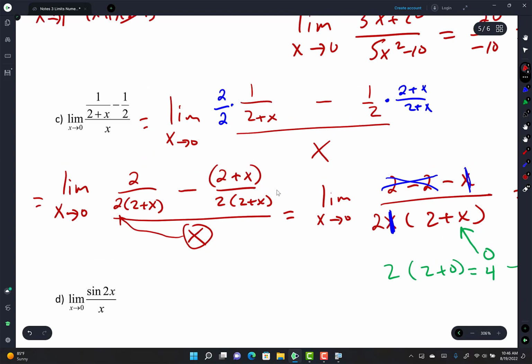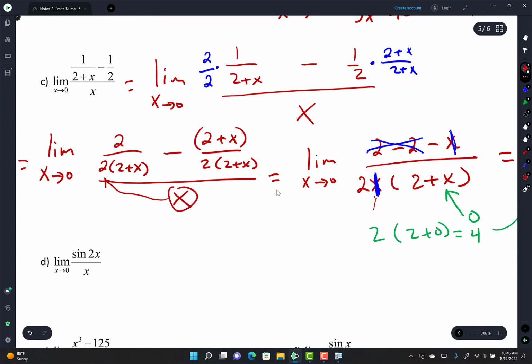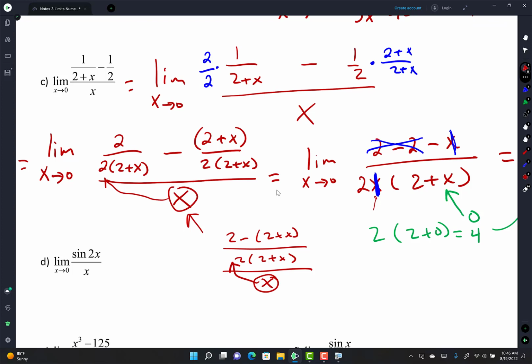I did this. Where did I add the x? Oh, this x right here? That x is this x. I did the keep change flip. I'll do it right here on the side. I did this. 2 minus parenthesis 2 plus x. I'm doing this part. All over 2 parenthesis 2 plus x. And all this is over x like that, right? I put that up there. Keep change flip. You know what I mean?